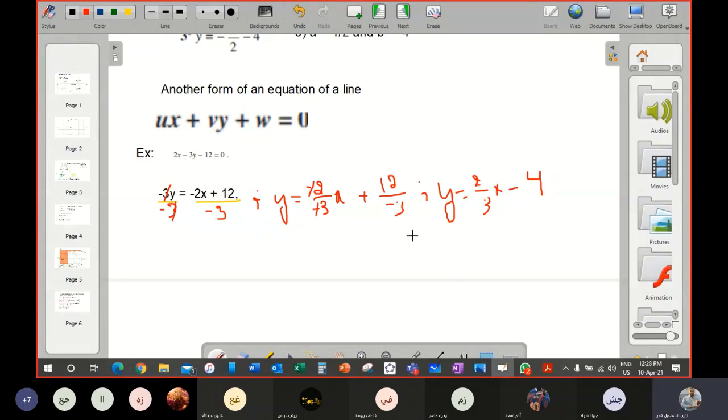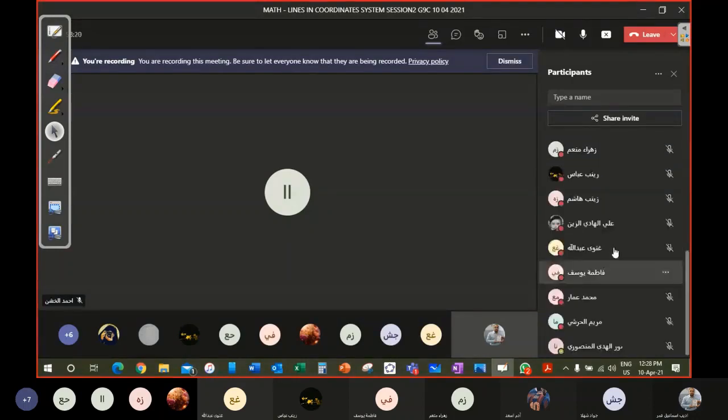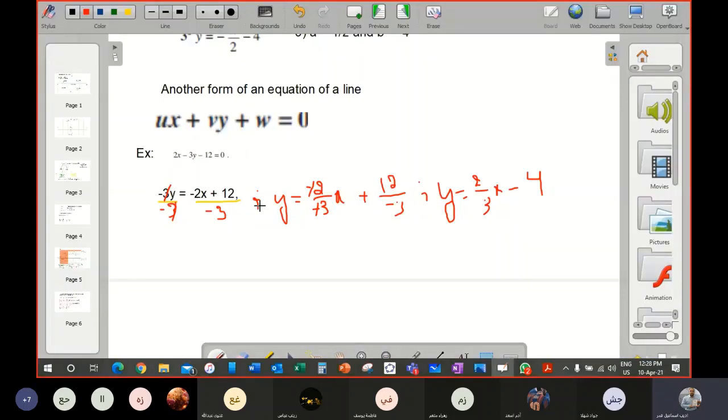Now, Zainab Hashim, what is the slope here? 2 over 3. Very good. The slope is 2 over 3. And what is the y-intercept? Minus 4. Very good. Okay.